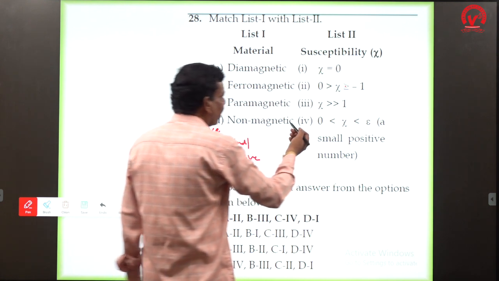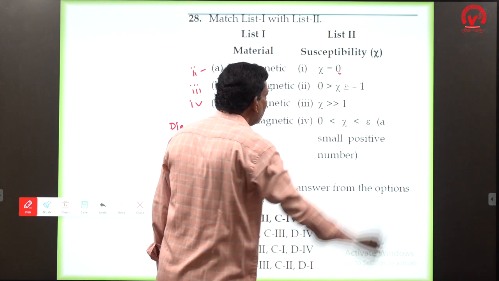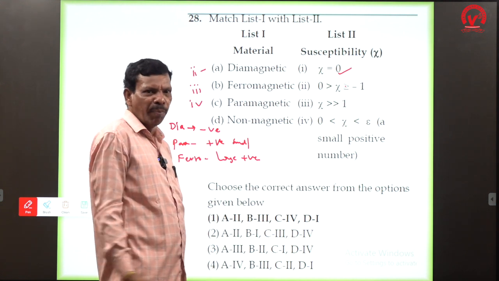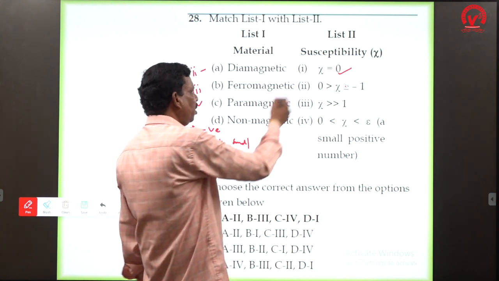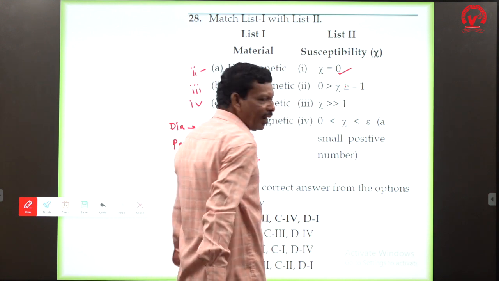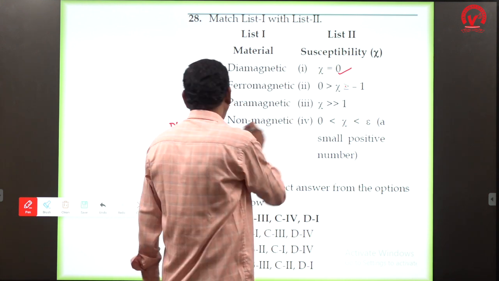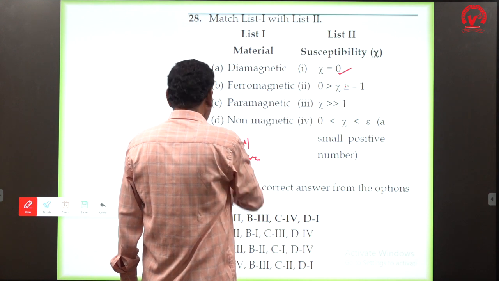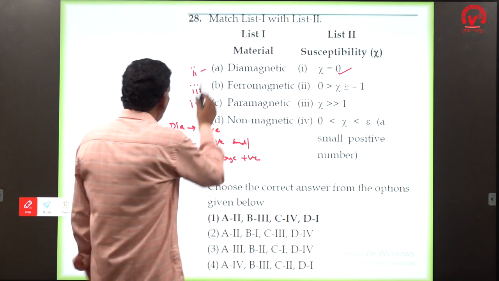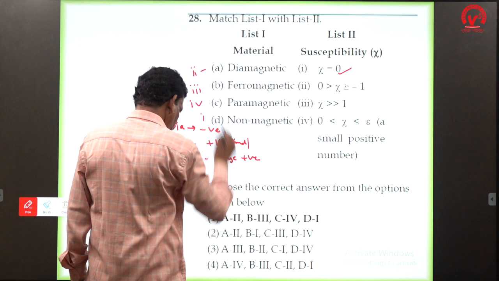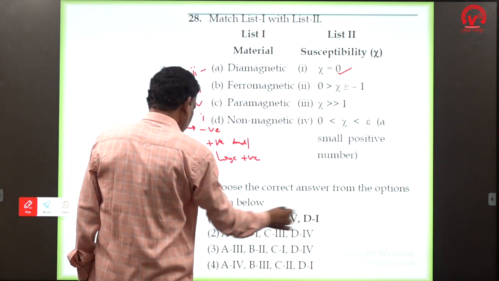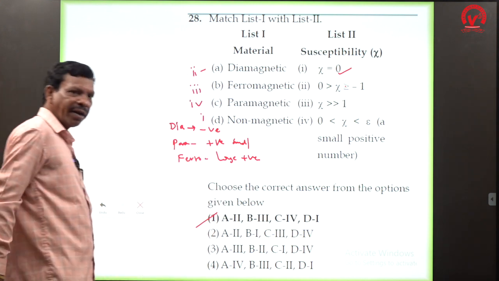Then non-magnetic: for a non-magnetic material there is no magnetic moment, and the magnetic susceptibility is 0 for this one. Let's see which option: A is 2, 2, 3, 4; the other is 2, 3, 4, 1. So option A is correct.